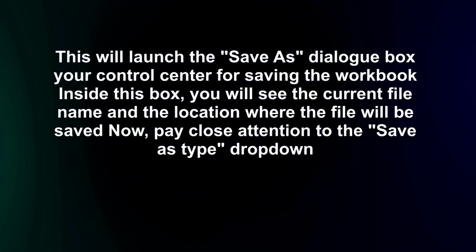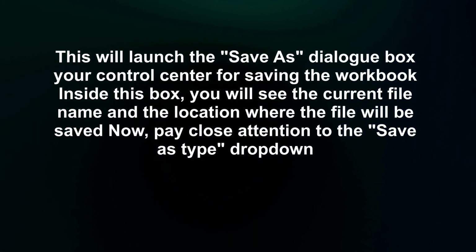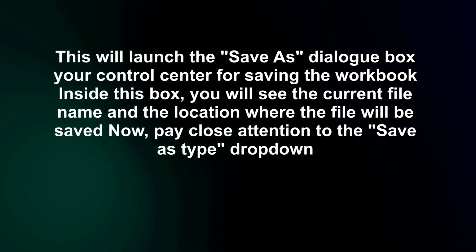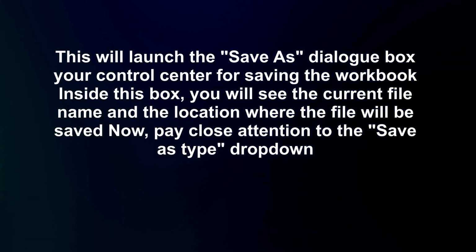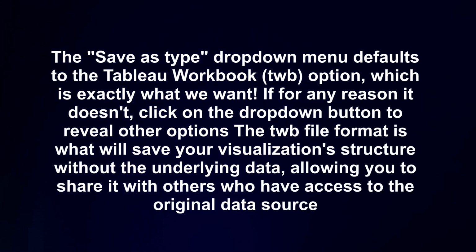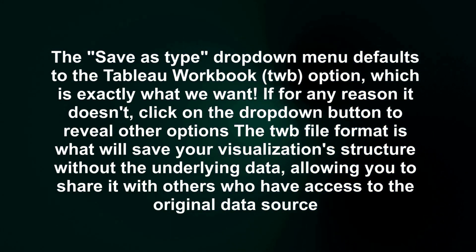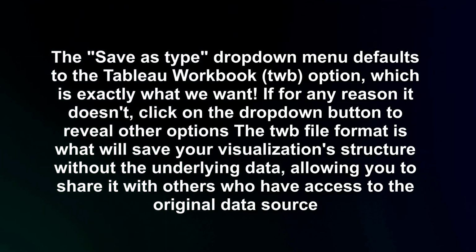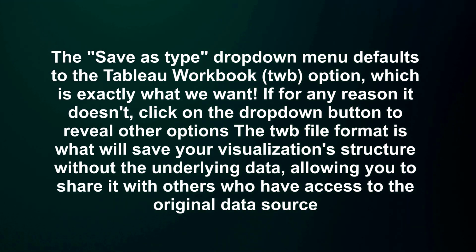This will launch the Save As dialog box, your control center for saving the workbook. Inside this box, you will see the current file name and the location where the file will be saved. Now, pay close attention to the Save As type drop-down. The Save As type drop-down menu defaults to the Tableau Workbook TWB option, which is exactly what we want. If for any reason it doesn't, click on the drop-down button to reveal other options.